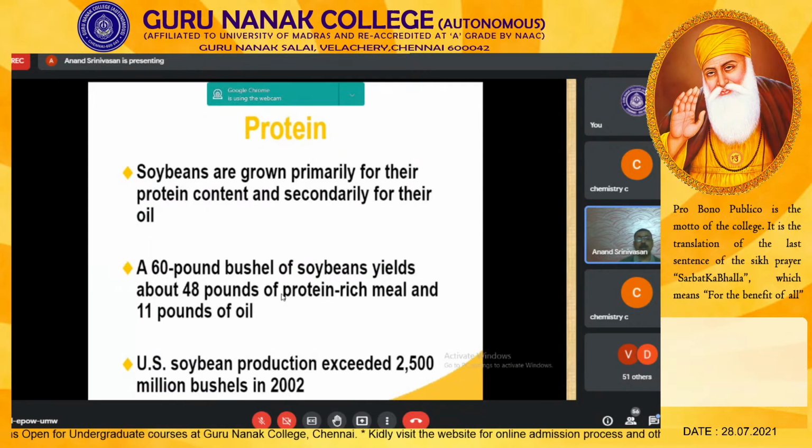And similarly, you can use protein. Soybeans are grown primarily for their protein content and secondarily for their oil. So you can get it from soybean. A 60-pound bushel of soybean yields about 48 pounds of protein-rich meal and 11 pounds of oil. US soybean production exceeded 2,500 million bushels in 2002 itself. Imagine how US people are tapping the protein.